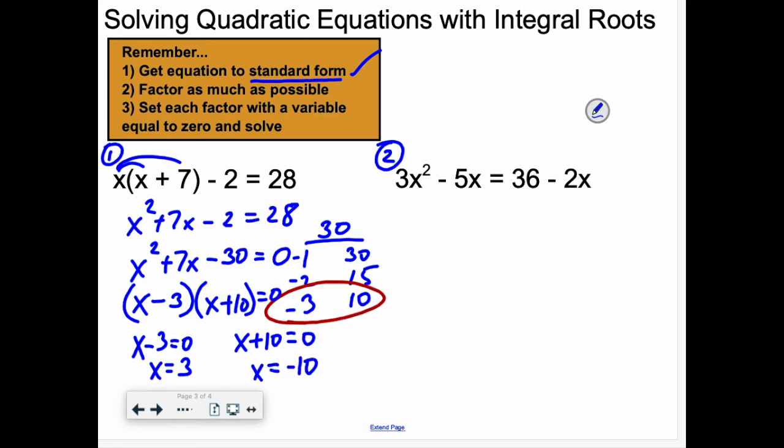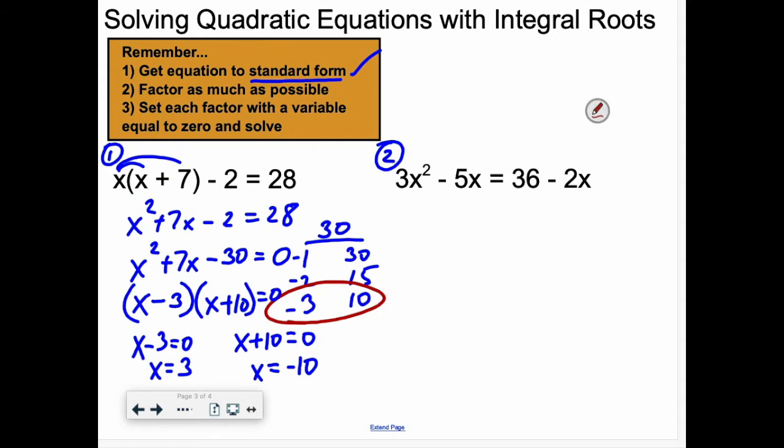So those are our two answers. And again, we can graph out the standard form. We can graph this out and set that equal to y. And the 3 and the negative 10 are where the parabola will cross the x-axis. Let's take a look at the second one.